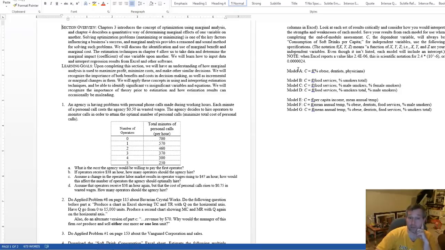So again, you're going to be doing different regressions for each of these different models. You're going to essentially have 7 different sets of regression results to look through when you're all done with it.